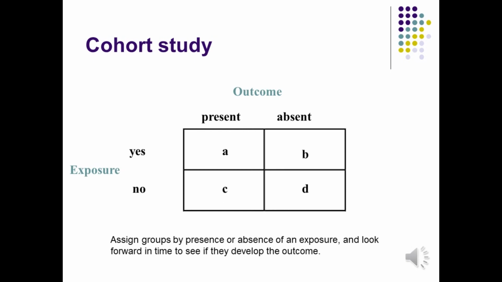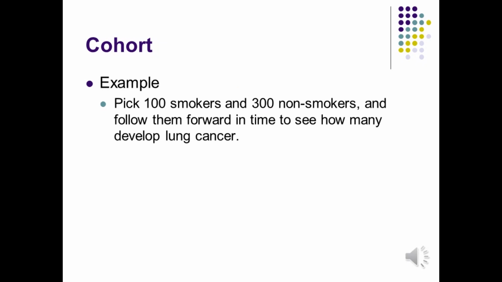Now, a cohort study, we're looking forward in time. We pick by the exposure and look forward in time. An example would be picking 100 smokers and 300 non-smokers and following them forward in time to see how many develop lung cancer.